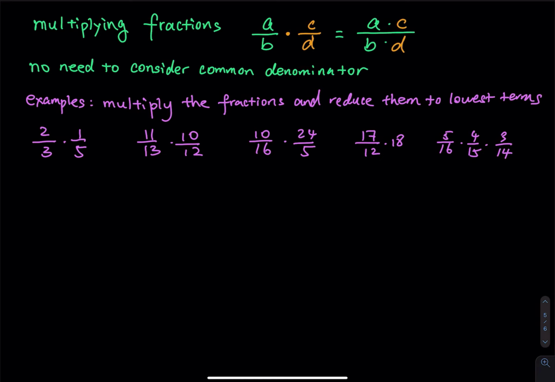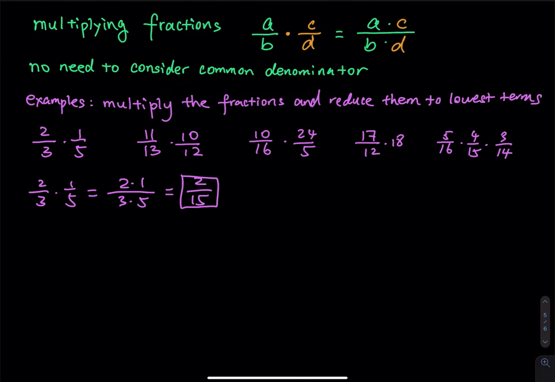Okay. First one, 2/3 times 1 over 5. So all you have to do is 2 times 1 divided by 3 times 5. So that is a 2, and then 3 times 5 is 15. And then the job is done. It is just that simple.